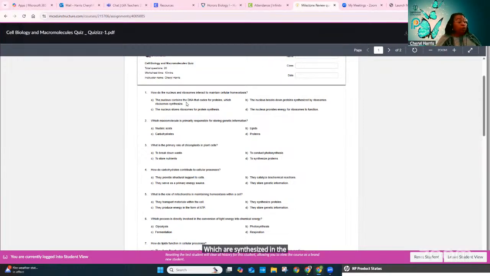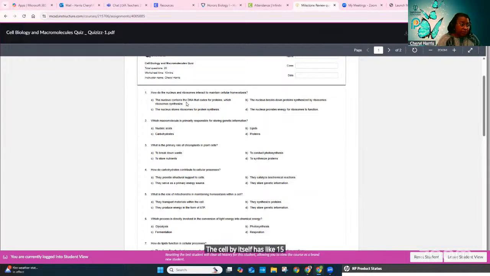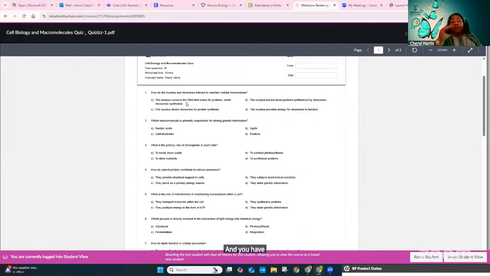So again, you need to go back and look at your jobs for all the parts of the cell. And folks, if you're not studying, you're doing yourself a disservice because there's a lot of stuff we covered. The cell by itself has like 15 organelles, and you need to know the jobs of the organelles. So go back and make sure you look at that. And you have a worksheet you did with the list of all the functions of all the organelles.